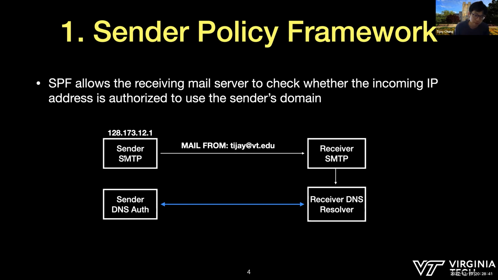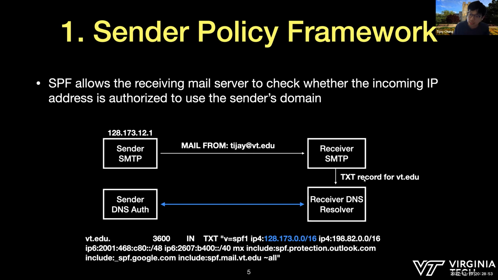Let's say the sender SMTP server is 128, and the mail from is TJ at vt.edu. The receiving mail server can send a DNS request for the TXT record for vt.edu, because the domain name was edu. Then the sender has to, all right?